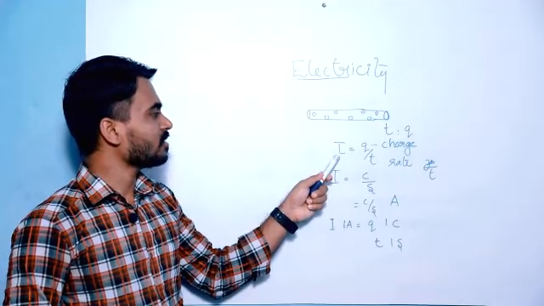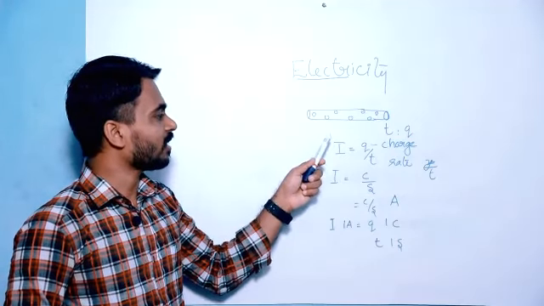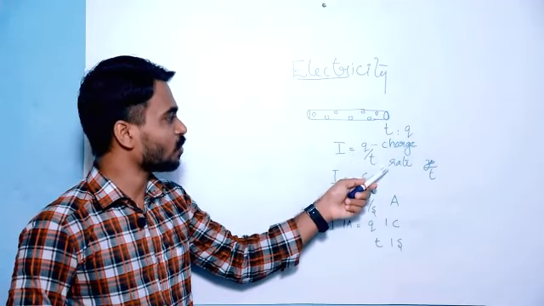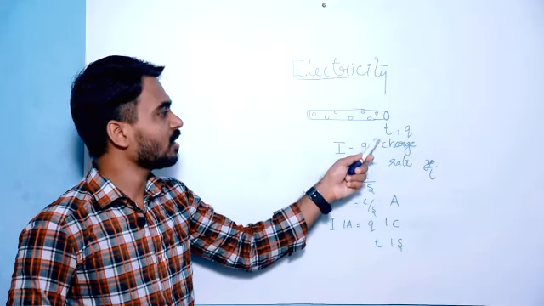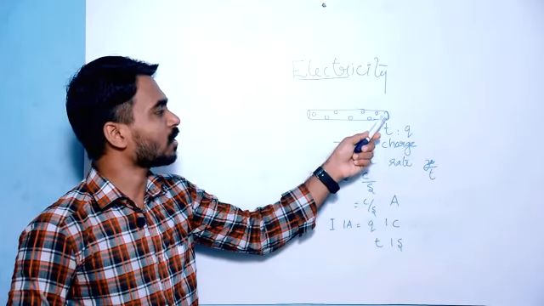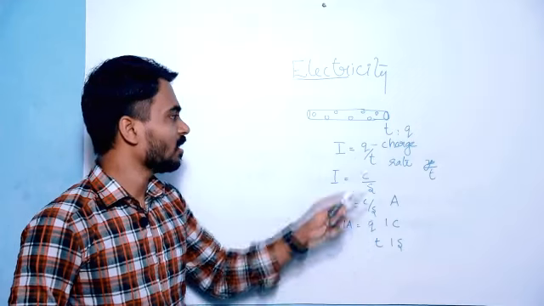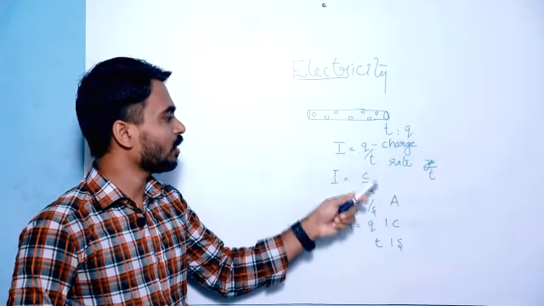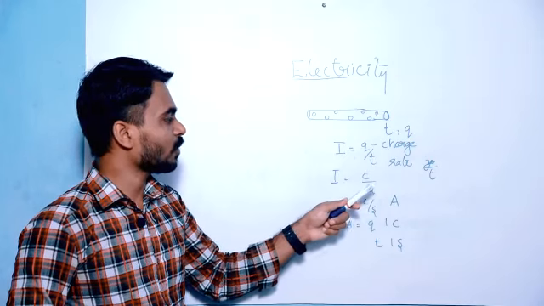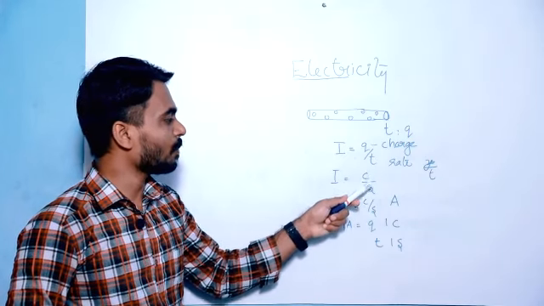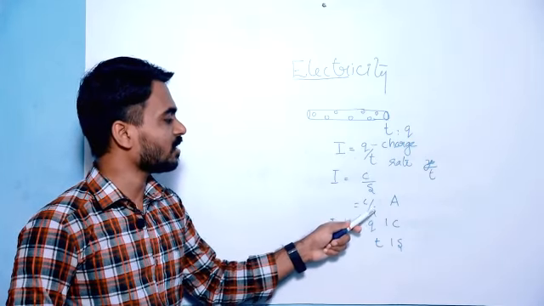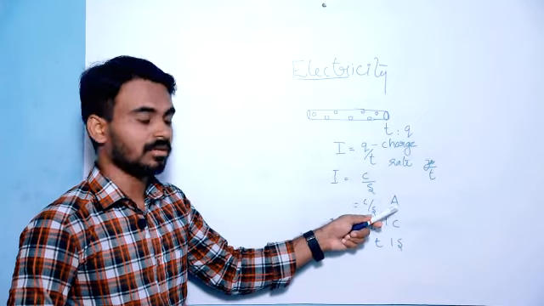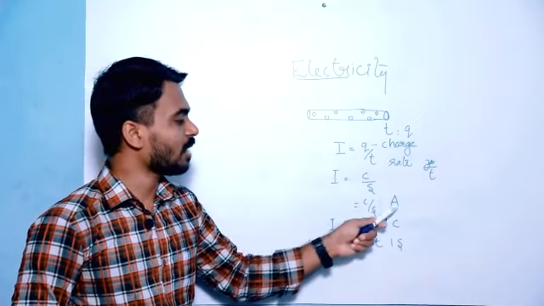So electric current is defined as the rate of flow of charge through a particular cross section of a conductor, and we just write the unit of I as the unit of charge and the unit of time, that is coulomb per second. This coulomb per second is otherwise called ampere. So the unit of current is ampere.